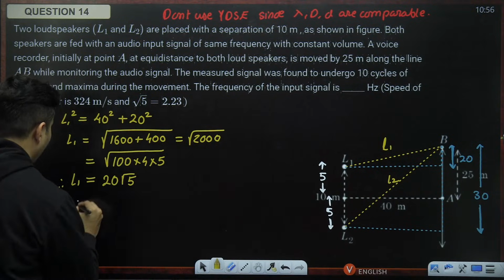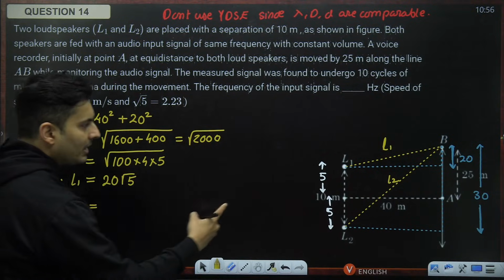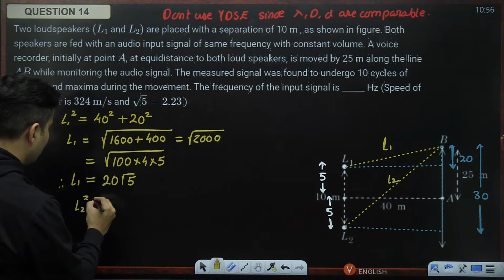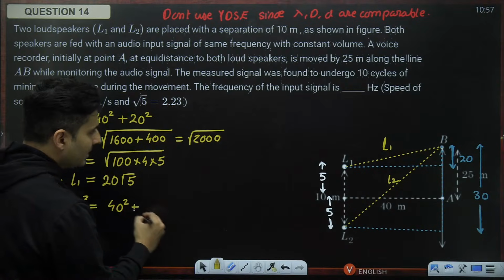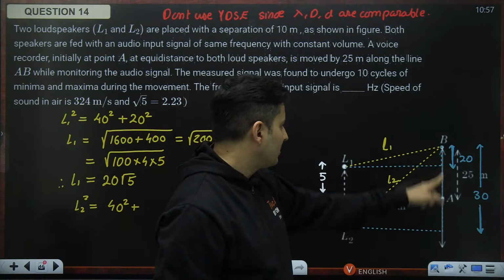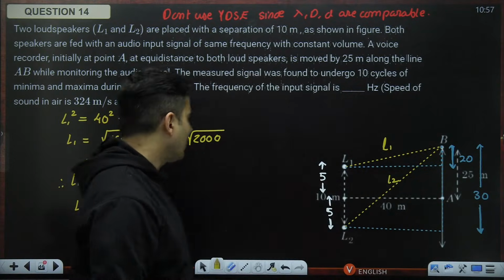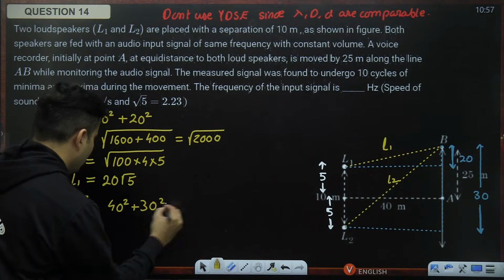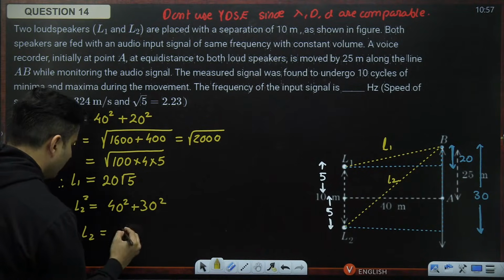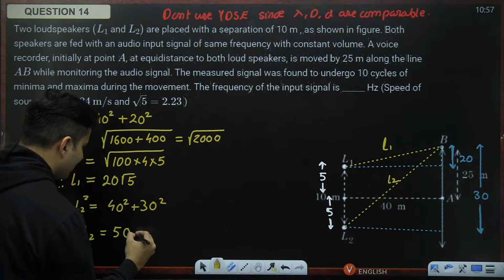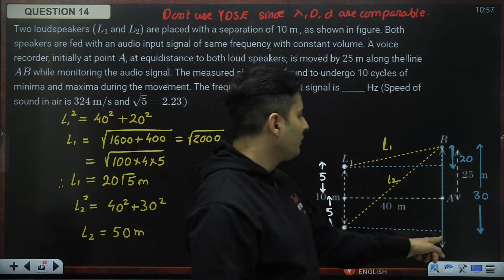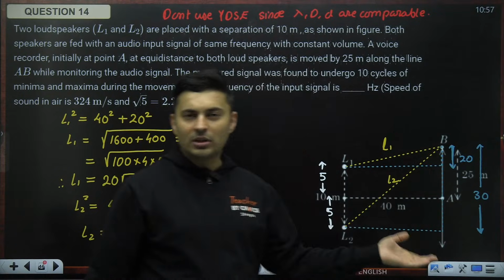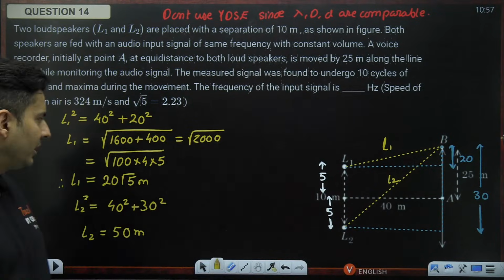Similarly, find the value of L2. L2 will be nothing but, using Pythagoras theorem, L2 square will be 40 square plus 30 square. Oh, this is standard. So L2 will be nothing but 50. 3-4-5 triangle, guys. So this is 4, this is 3, this will be 5. So 30, 40, 50. Pythagorean triplet.